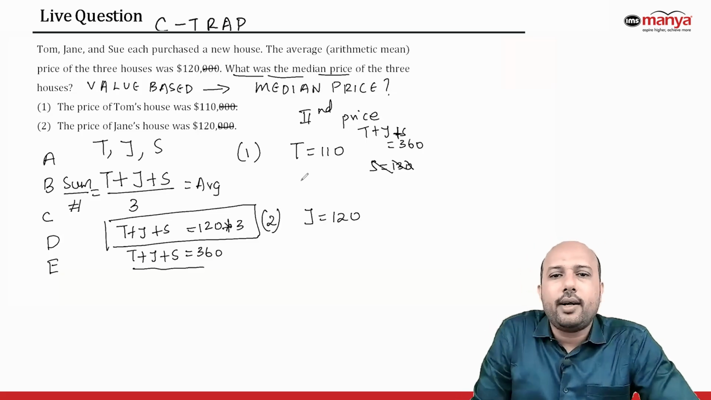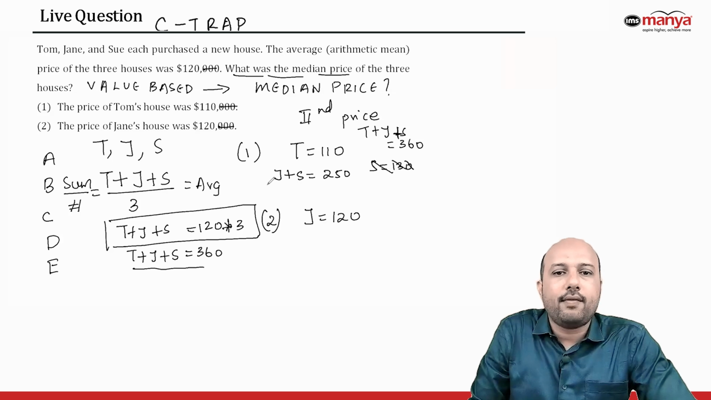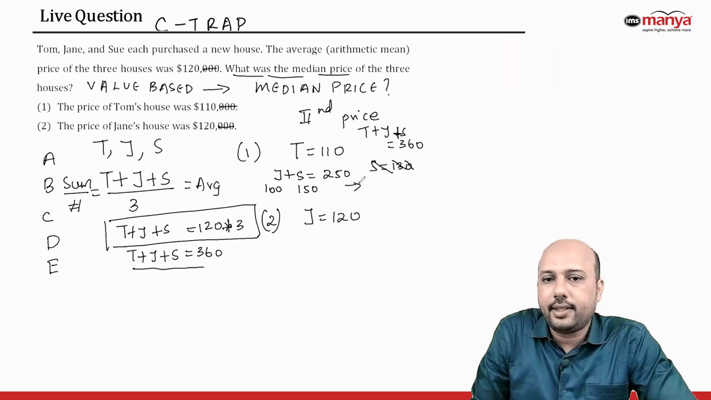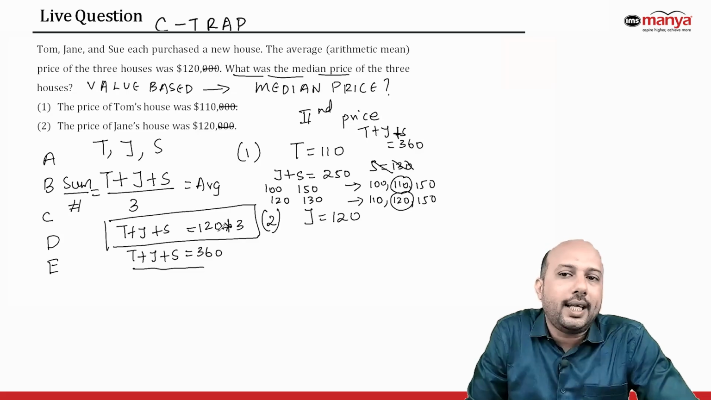Now, T is equal to 110 and J plus S will be equal to 360 minus 110, which is equal to 250. Now J and S we still do not know. But suppose J is 100 and S is 150, then the median would be 110, the T value, because of 100, 110, 150. But suppose J is 120, then S would be 130. Then 110 becomes the least and 120 becomes the median. Now I have two different values of median, so statement 1 individually is not sufficient.